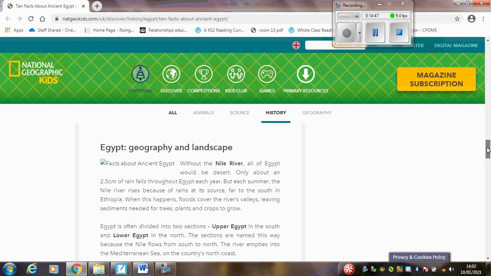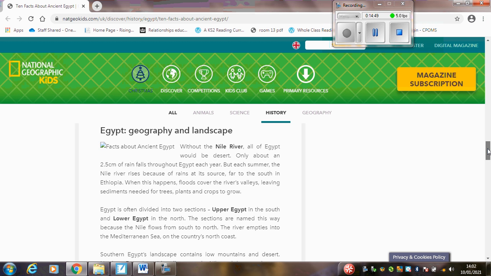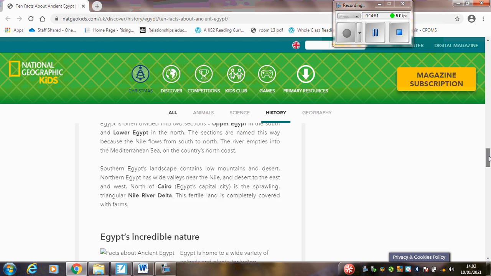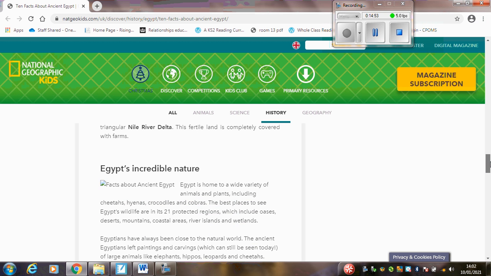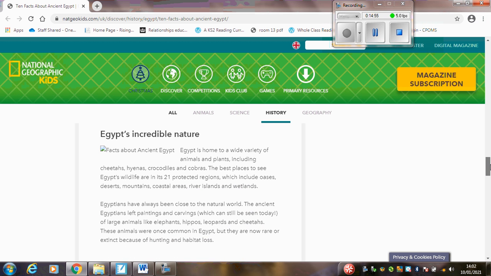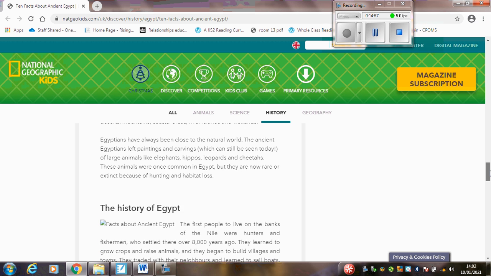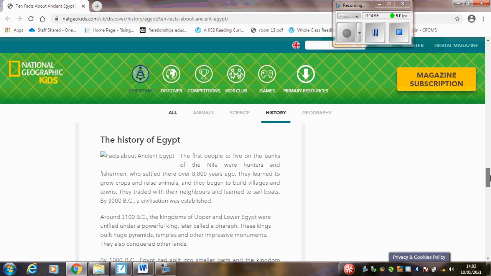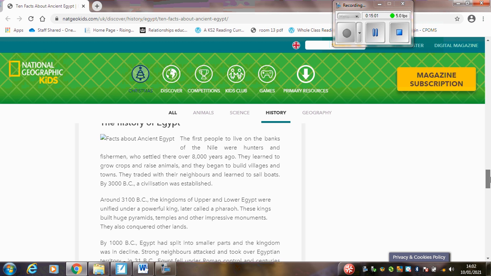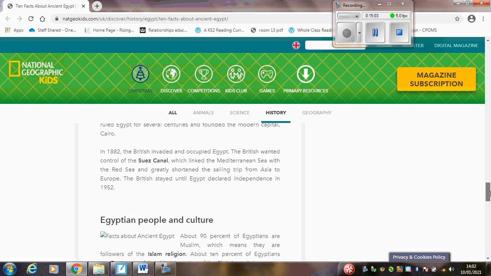And then there's a section here that's labelled up as geography and landscape, so this is really useful for those of you doing silver. And it might be that you also include a little bit from the nature side of things as well, because you're looking at the physical features. You might want to have a little look at and include some facts about the history of Egypt. It's completely up to you.